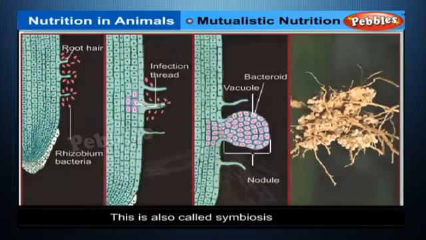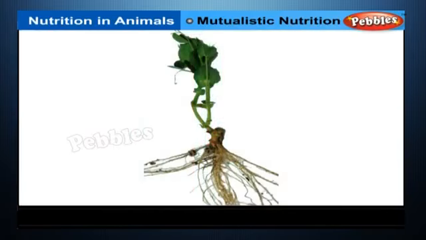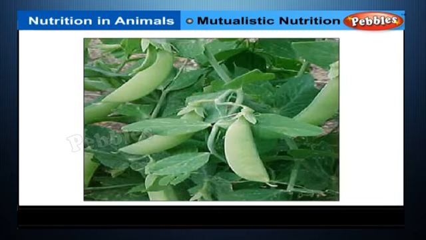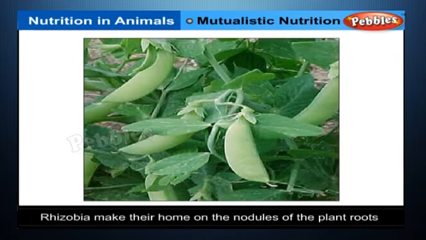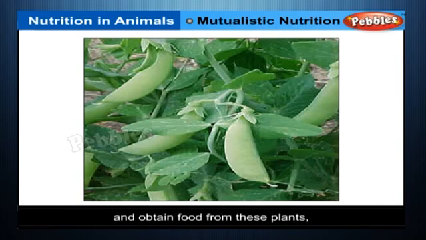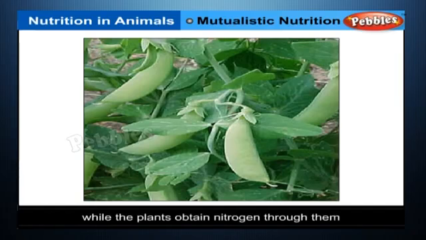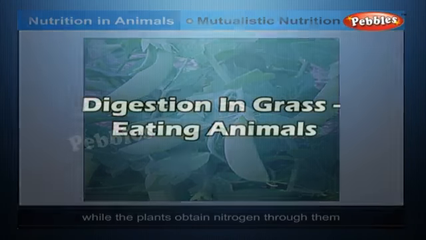Mutualistic nutrition. In mutualistic nutrition, two organisms interact in a manner such that both are benefited. This is also called symbiosis. A very good example of mutualistic nutrition is the association between bacteria, called rhizobia, and plants belonging to the pea family. Rhizobia make their home in the nodules of the plant roots and obtain food from these plants, while the plants obtain nitrogen through them.